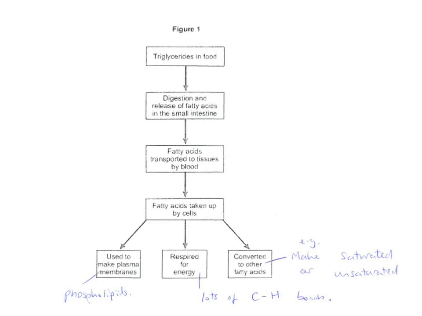Fats can also be used as part of respiration as a respiratory substrate. And why are they particularly full of energy? Because they've got lots of carbon-hydrogen bonds. When you do respiration next year, you'll understand why that's important. And then they can be converted to other fatty acids. So you know about saturated and unsaturated fatty acids, and some of those have different properties and can be used in slightly different ways. So they can be converted to other fatty acids which might have a particular purpose.